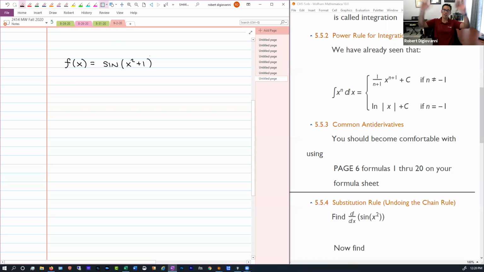All right, let's just clear your minds for a second. Act like you're in Cal 1, and let's find the derivative of this. Okay, so the derivative of sine of something is cosine.